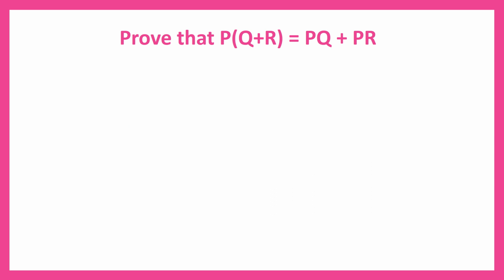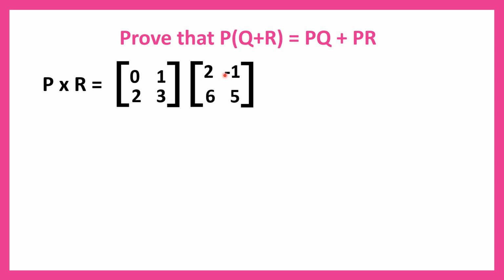And our next step is multiplying P matrix with R matrix to get this part. P into R. P matrix into R matrix. Now the P matrix is a 2 by 2 matrix and R matrix is also a 2 by 2 matrix. The number of columns of the first matrix is equal to the number of rows of the second matrix. Hence, we can proceed with the multiplication of these two matrices.